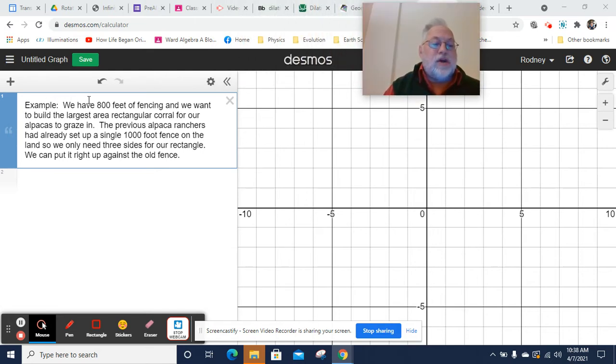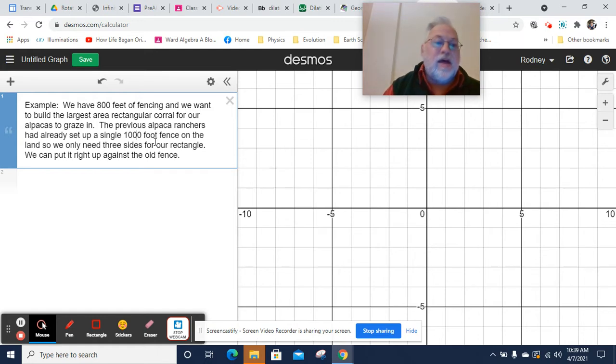So this is going to be an area optimization instead of a price optimization. What we have is an alpaca ranch, and we need to create a corral for our alpacas. We have 800 feet of fencing, and the previous alpaca ranchers had already set up a single 1,000-foot fence. One thing you should put out of your mind is that we're not going to be using 1,000 feet as one of the sides of our rectangle because we only have 800 feet to work with. However, the 1,000 feet will cover one of the sides.